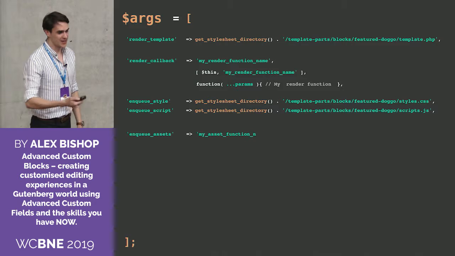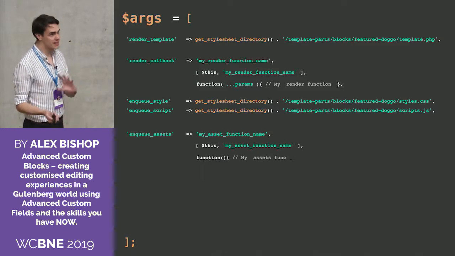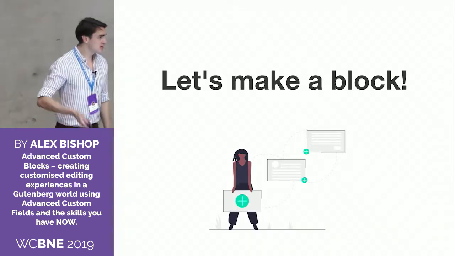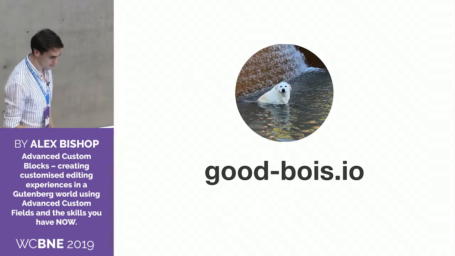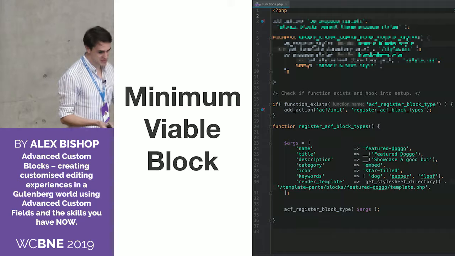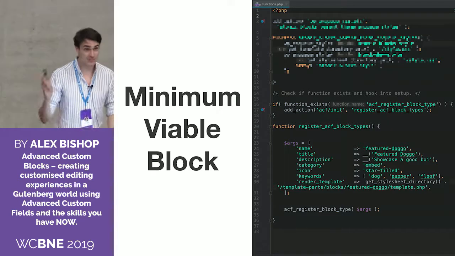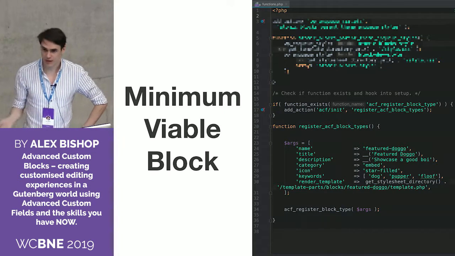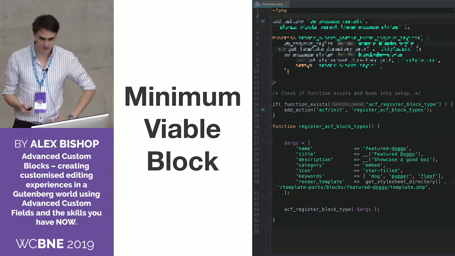Okay, cool. So like I was saying, it's very similar to render callback, takes any callable type. Let's actually look at some code for making a block now. So as I mentioned, good boys. Our example is dogs, because what's more wholesome? This is minimum viable block registration, basically, that we're doing here.